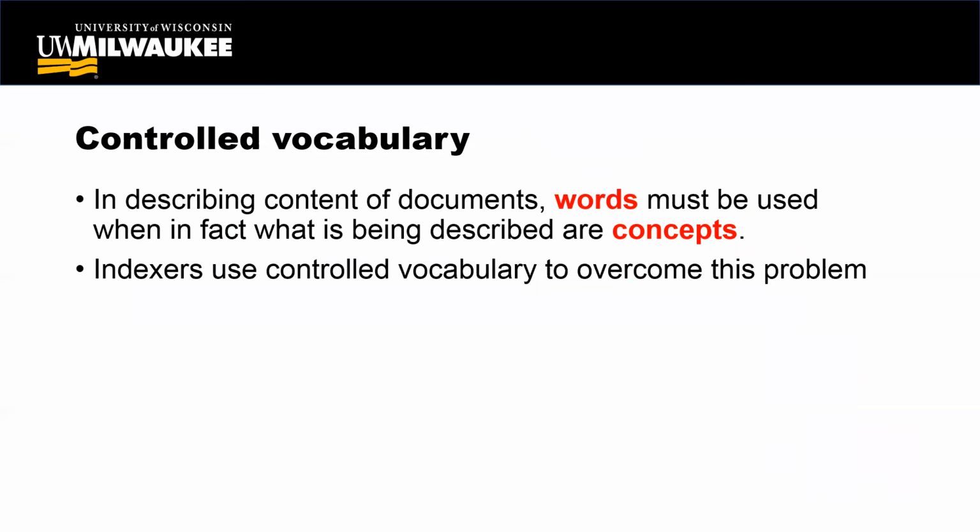Controlled vocabulary. Controlled vocabulary is to make sure the words used are in fact being described as concepts. When we talk about automatic indexing, we don't use controlled vocabulary. We use the words that the author uses. And when we use manual indexing, we use controlled vocabulary, because we want to make sure we're not just using the words from the author. We want to use the words in the thesaurus, which is the concept. Indexers could use controlled vocabulary to overcome the problem, because otherwise every indexer will use different terms, and every author might use different terms to represent the same meaning.